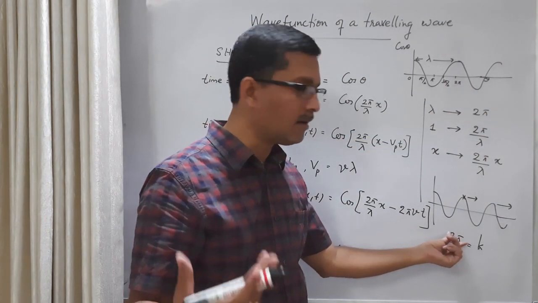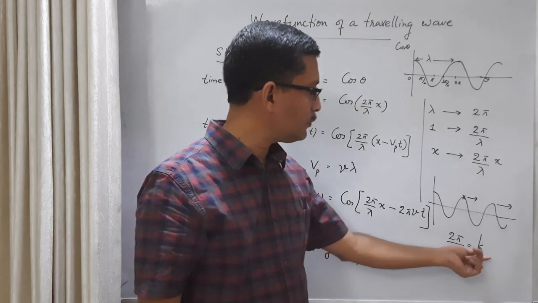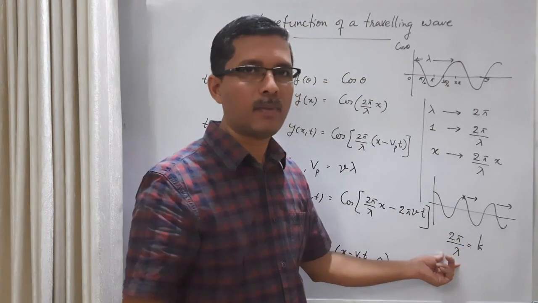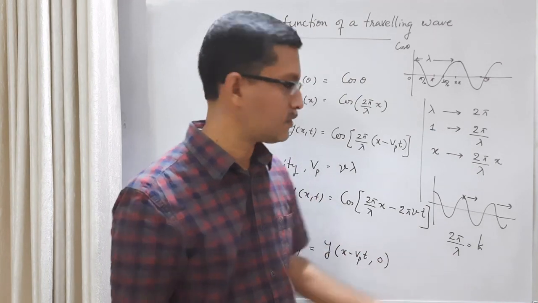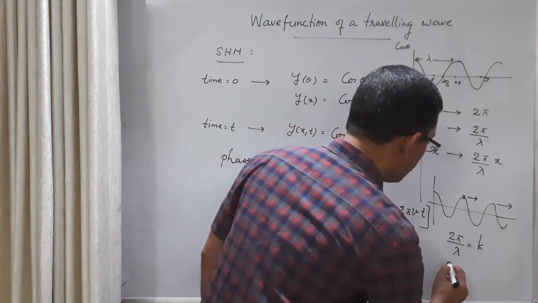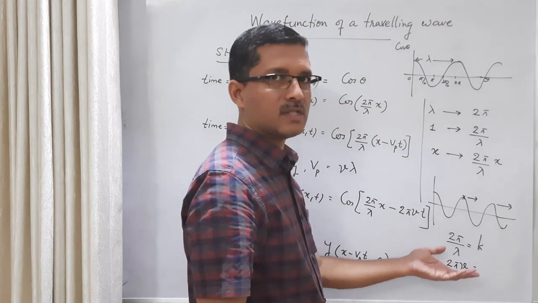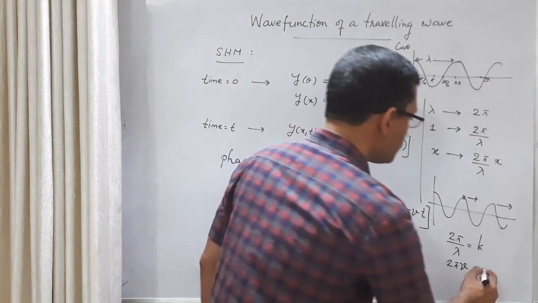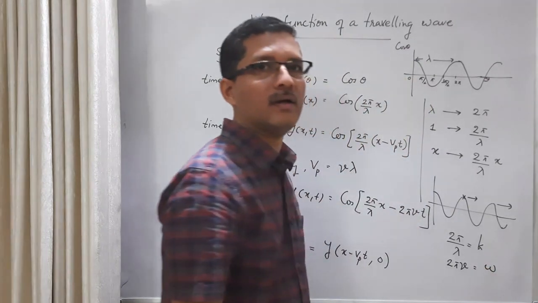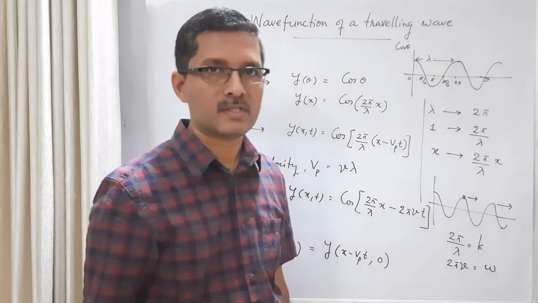2 pi is an angle, dimensionless, and therefore wave number has the dimension of 1 by lambda, that is meter raised to minus 1. So 2 pi by lambda is wave number, and 2 pi nu is frequency in hertz or cycles per second. 2 pi nu is called angular frequency omega. Its unit is radian per second.